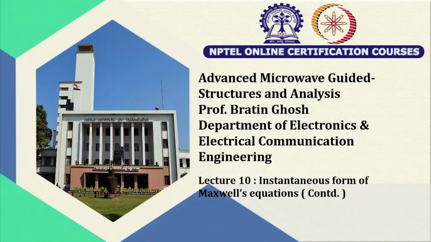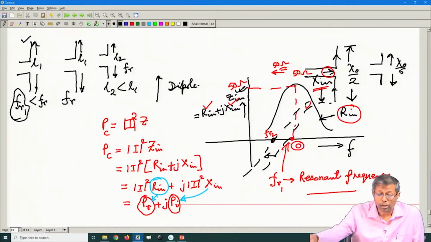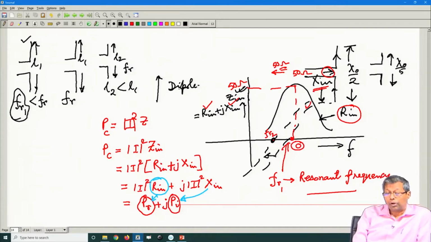So, welcome to this next session of the lecture on instantaneous form of Maxwell's equations. Let us continue to the slides. So, actually let us start from here, from where we left.